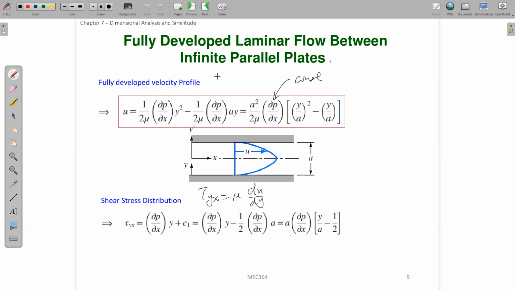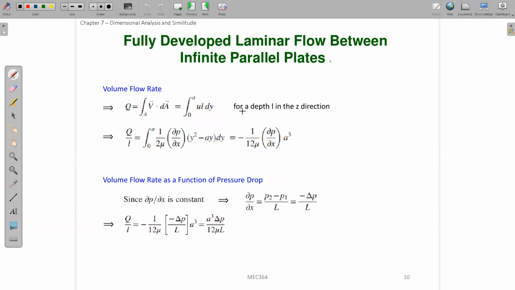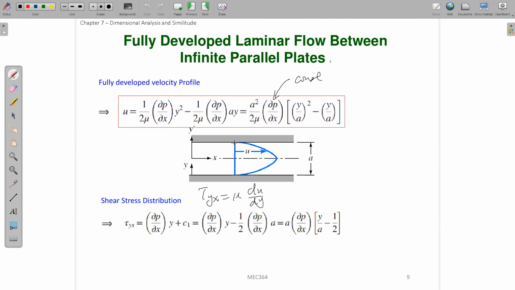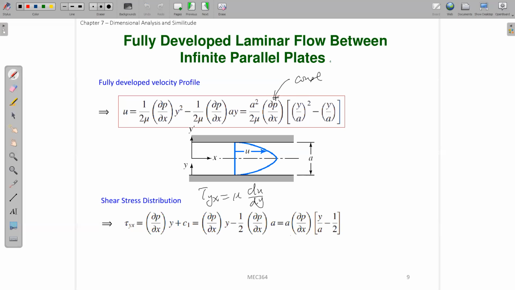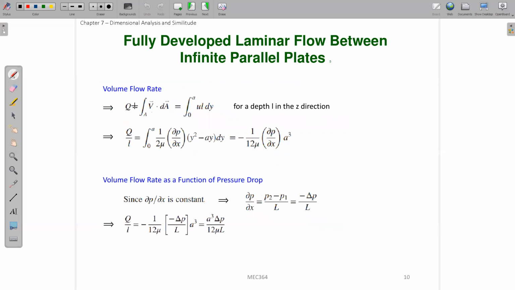Let's assume that because we know this A is the cross-sectional area, for this problem, let's assume that in this z direction, perpendicular to the screen, this plate has a width of small l. Let's assume we have small depth l in the z direction, so that dA can be equal to l times dy. Then you integrate y from 0 to a. You substitute this u profile you got here into this one, and you try to calculate Q.